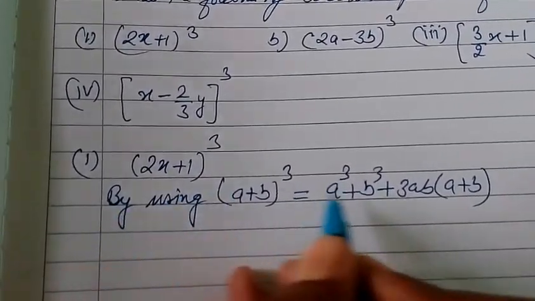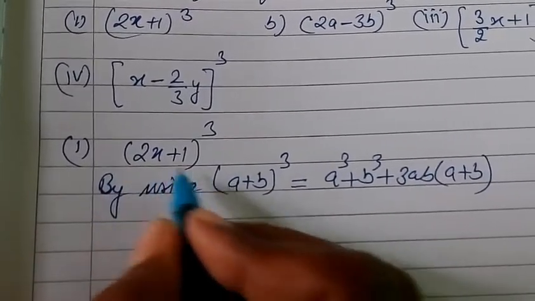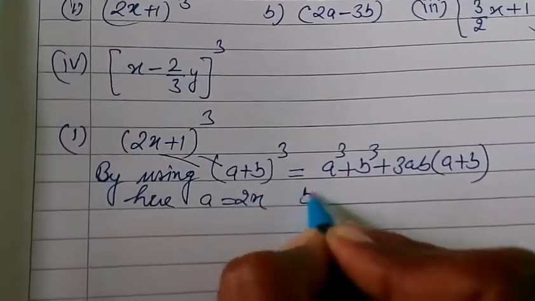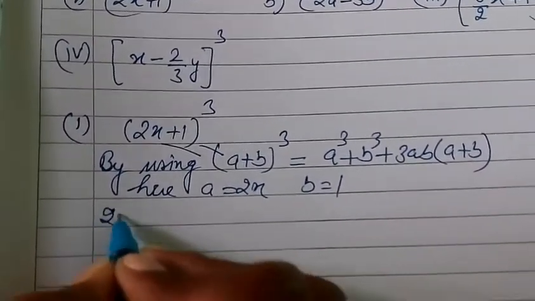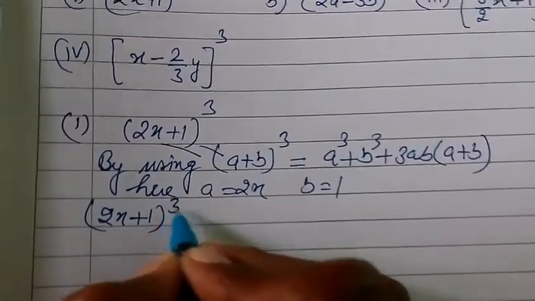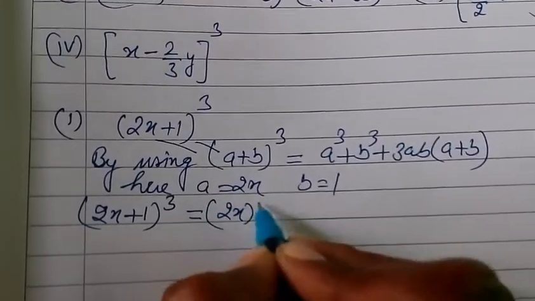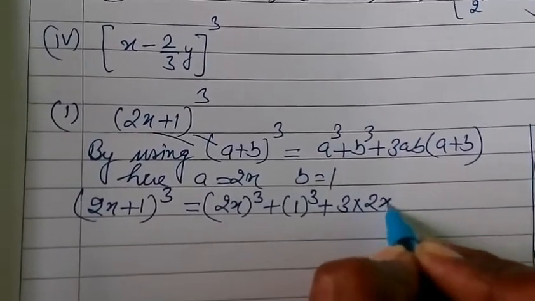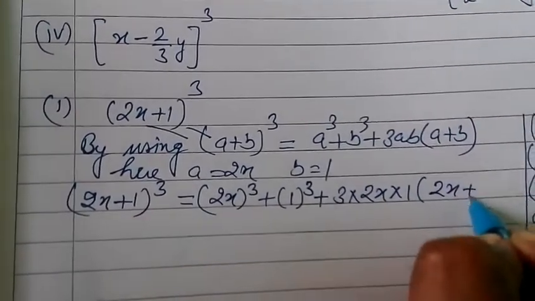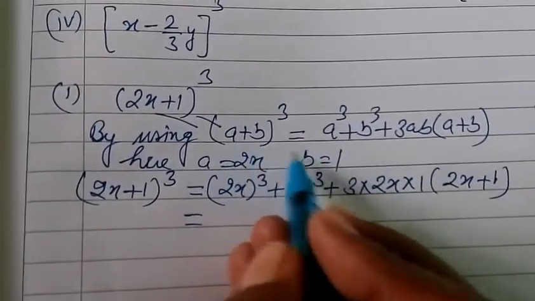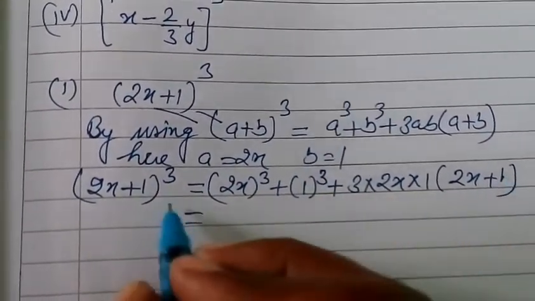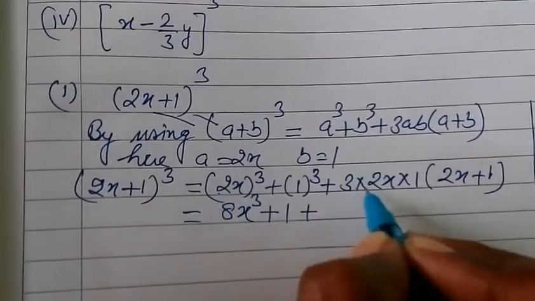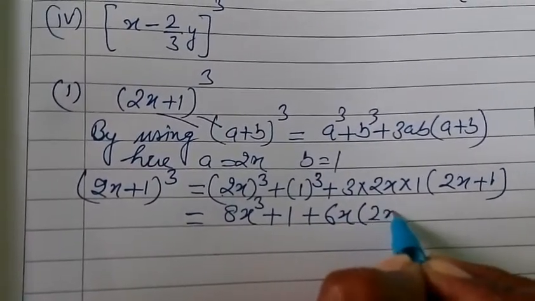Let us now compare this. If I compare this and this, you can see that here a is equal to 2x and b is equal to 1. Now put the values here, so you'll get (2x plus 1) whole cube is equal to a cube, that means (2x) raised to power 3, plus b cube, 1 raised to power 3, plus 3 into a, 2x, into b, 1, into (2x plus 1). I have just put the values of a and b. 2 cubed is 8, so I'll get 8x raised to power 3 plus 1 plus 6x into (2x plus 1).